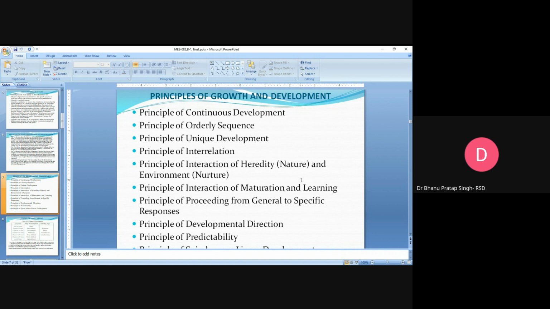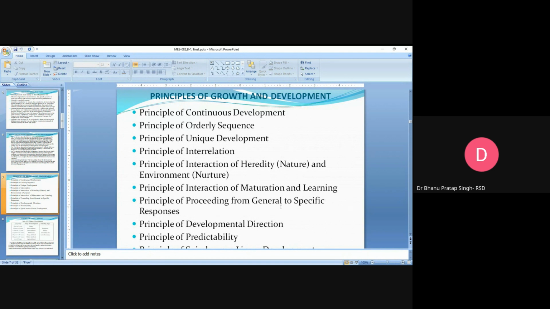Principle of interaction of maturation and learning. See, learning is an endless, continuous process, and by that particular maturation, the learning levels are defined. So there is a link between maturation as well as learning, but learning is a continuous process. Principle of proceeding from general to specific response. Development has a very important characteristic: it thinks in a general way, but tries to reach some specific results, some specific responses.